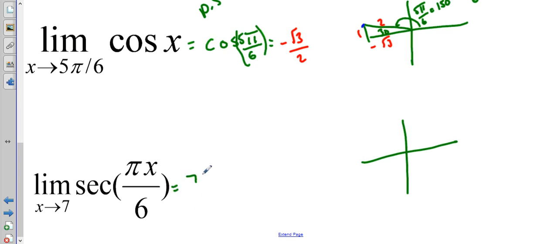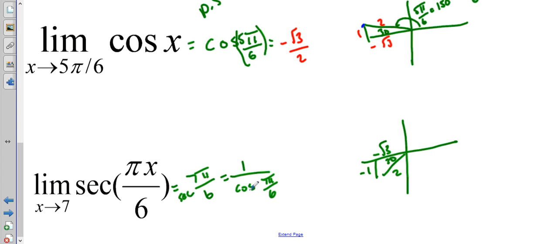So we have 7 pi over 6 for secant. Secant is the reciprocal of cosine. This is actually 1 over cosine of 7 pi over 6. So 7 pi over 6, once again, pi over 6 is 30 degrees. 7 pi over 6 is going to be over here. It's a 30-degree angle. This is going to be negative 1, negative square root of 3, and 2. It's negative because it goes down. Negative 1 is over here because it's a 30-degree angle.